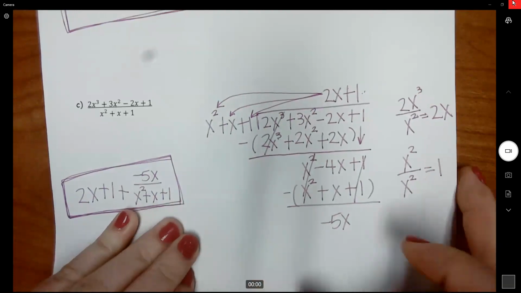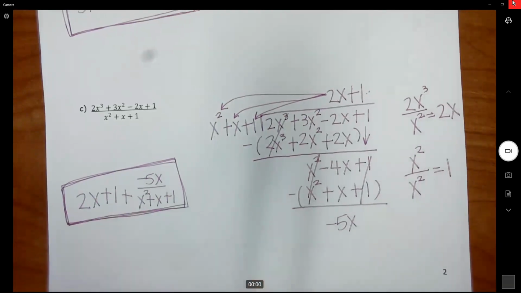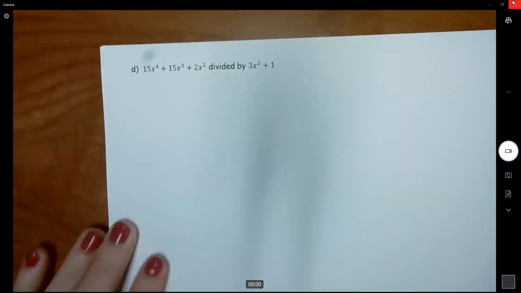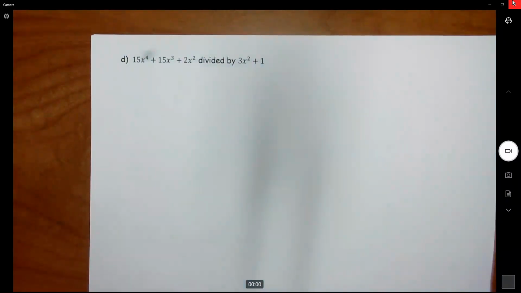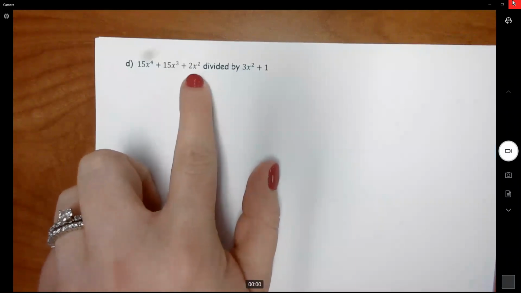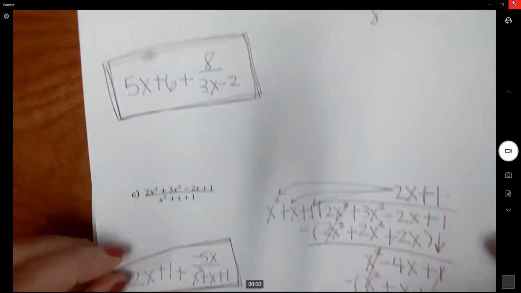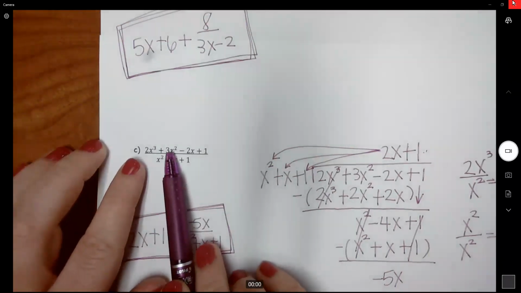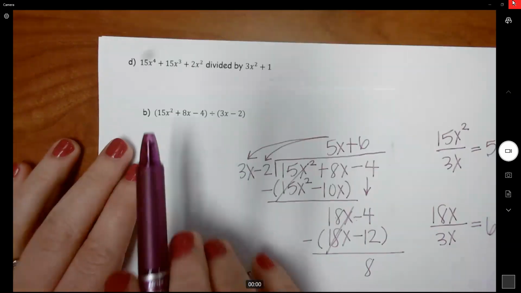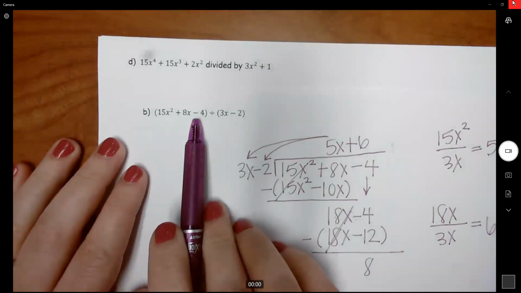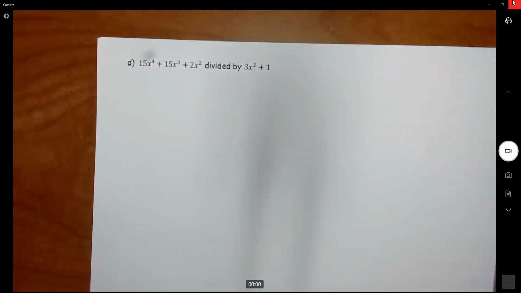Okay. Two more examples, and these two more examples, you do need to be careful with them for a couple of reasons. Okay, on D, we have an x to the fourth, an x cubed, and an x squared. Up until this point, we have had x cubed, x squared, x, constant. It's always gone down to a constant, and we don't have that here.